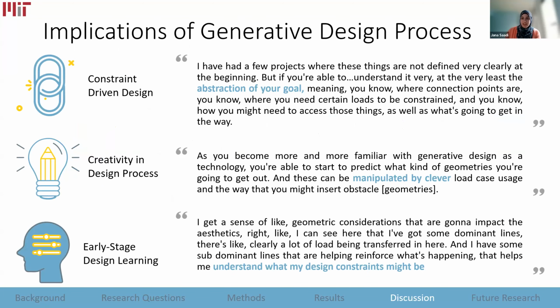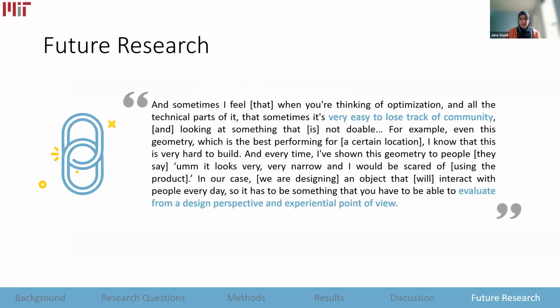And I think all these implications are quite interesting, and they should be investigated further to understand the extent that they can have, and their effects on the design process and design outcomes. Just to motivate that a little further, the interviews indicated an emphasis on constraints, which are often quantitative in nature, and this can make it difficult to incorporate more qualitative aspects. As one designer had said, when you're thinking about optimization and the very technical parts, it can be easy to lose track of the community and look at something that's not doable.